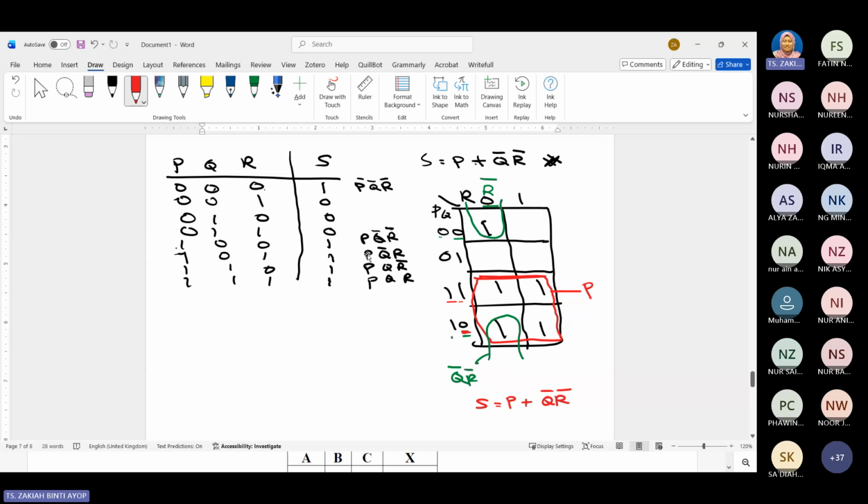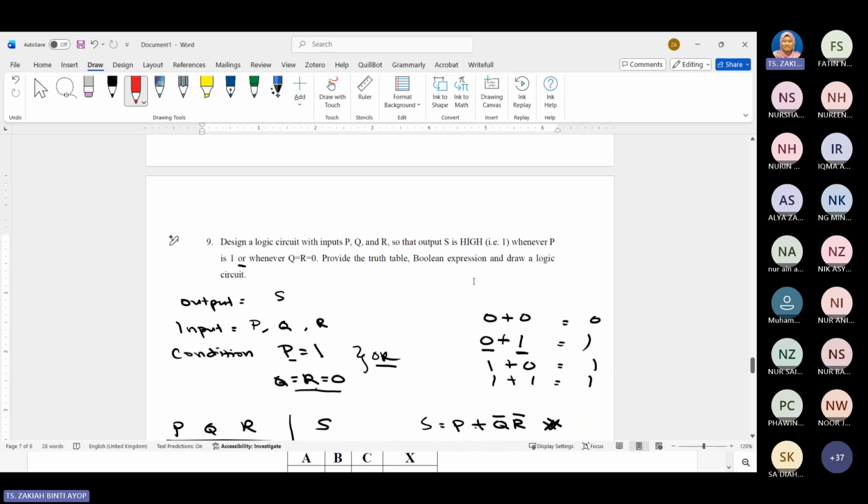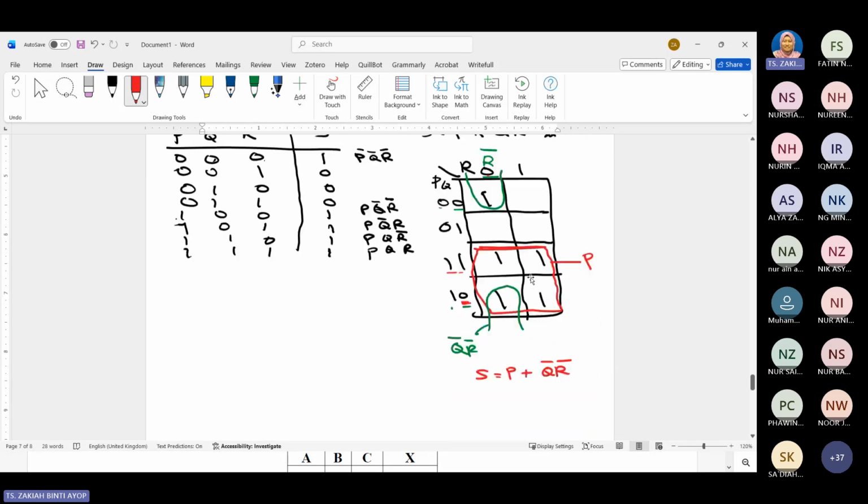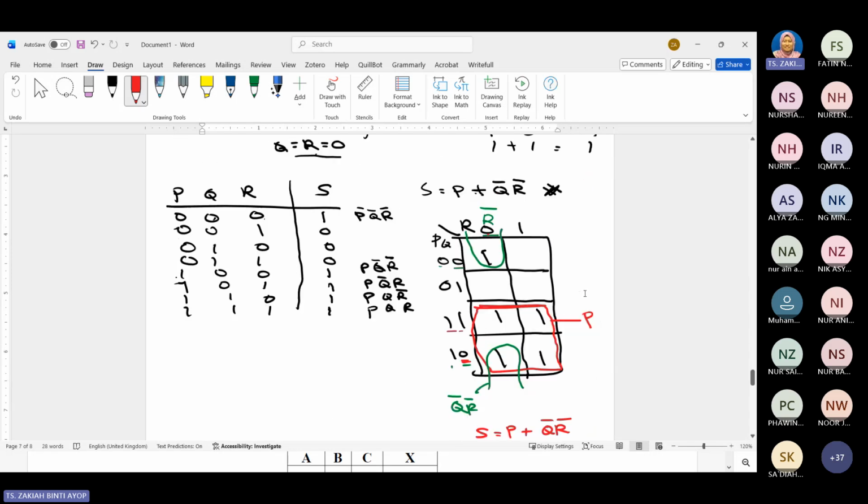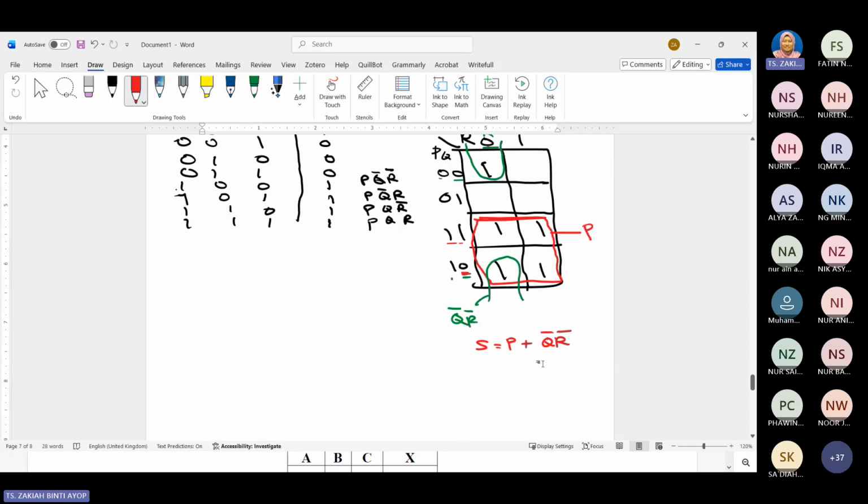But for some conditions you will not be able to simplify it. But the normal one, yes, we can use the Karnaugh map. And then draw the logic circuit. So once you have this answer, you have the simplified expression, you can draw the logic circuit. So you can draw this. Okay, you can leave it like that.